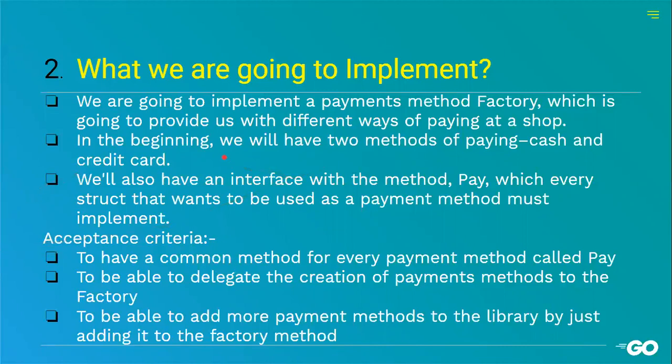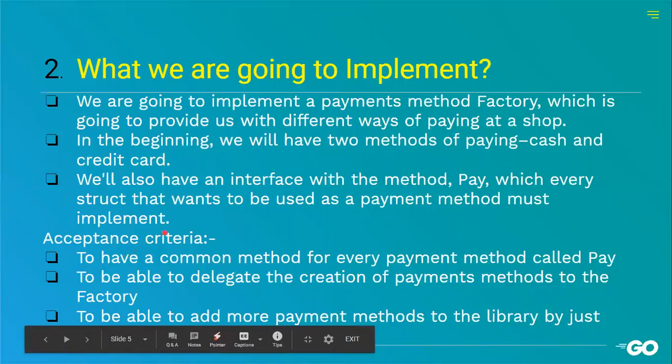So in the beginning we will have two methods of paying. One is cash, one is credit card, and at the end we will try to add debit card also. Okay. We will also have an interface with a method, and that interface will have the payment method named inside it as a signature, right?